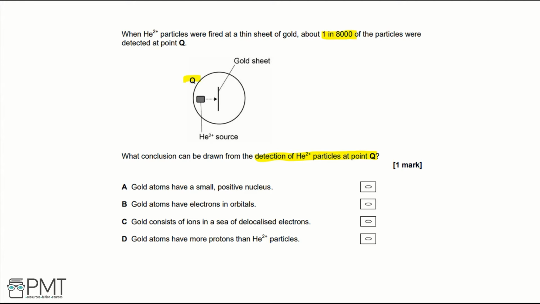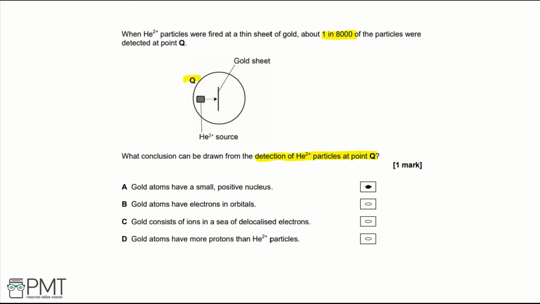And so what this is a sign of is that gold atoms have a small positive nucleus. It needs to be small because it's only 1 in 8,000, and it needs to be positive so that when the helium-2 plus, so positive particles, come into contact with it, they will be deflected.